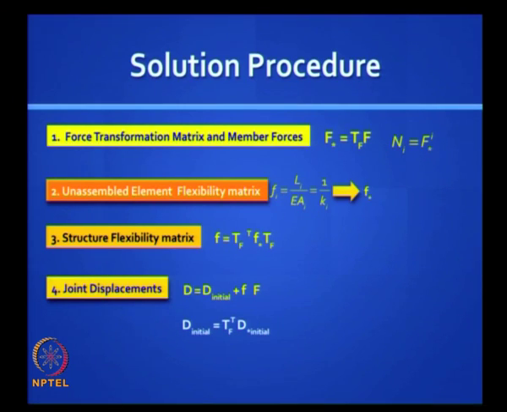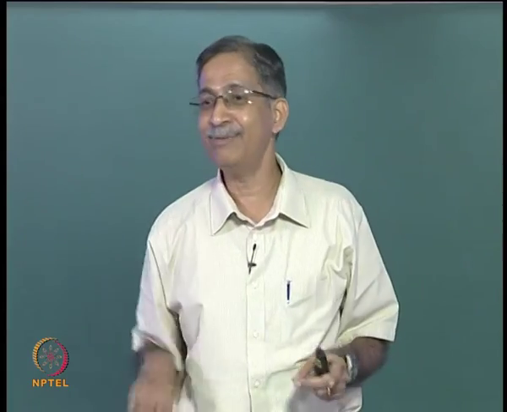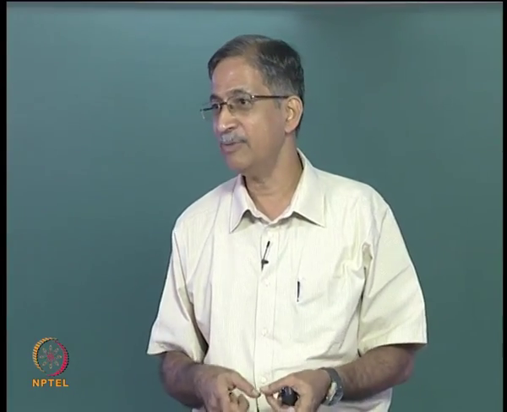First, you find the TF matrix, then you write down the unassembled element flexibility matrix. From the TF matrix itself, you can directly get the bar forces in that step itself. Then the structure flexibility matrix, then the joint displacement. In the joint displacements, don't forget to include the initial joint displacement. The initial joint displacements you can get from the contragradient principle. If the initial lack of fit is represented by D star initial at the element level, the effect at the structure level is given by TF transpose. That's compatibility. That's the beauty of the compatibility relationship. Is it clear?